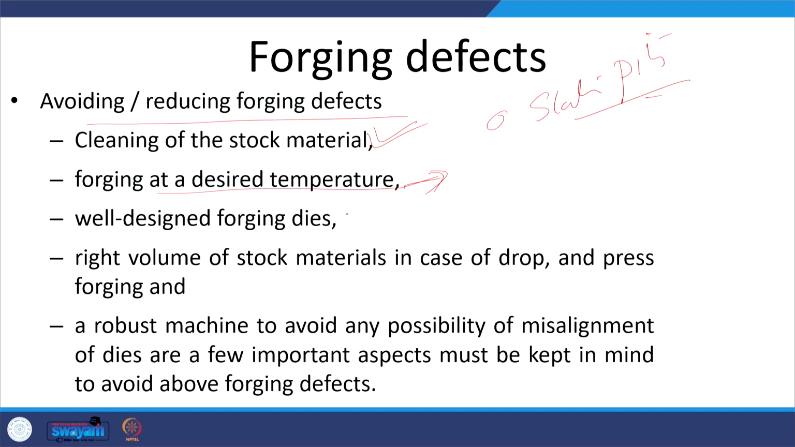The die should be well designed, which means it should not have very sharp corners where the flow of the metal will be limited, otherwise it will lead to defects like cold shut. The right volume of material must be used, otherwise it will certainly lead to the formation of unfilled sections. And the machine must be robust enough to avoid the possibility of misalignment, otherwise it will lead to the misalignment defect, and we will get the forged part in a shape which is not desired.